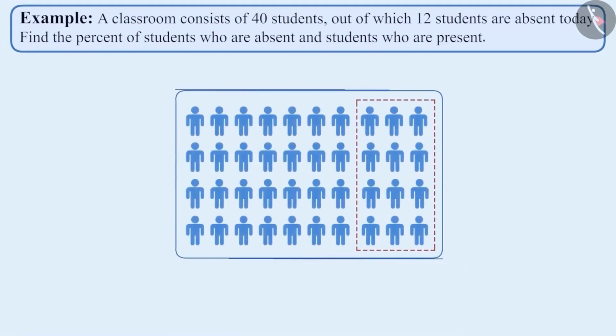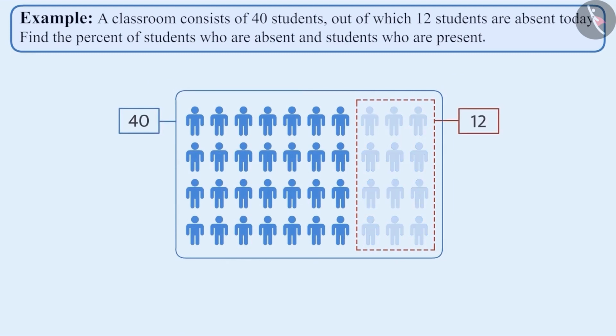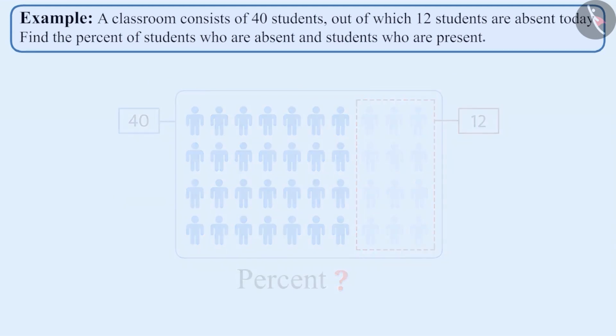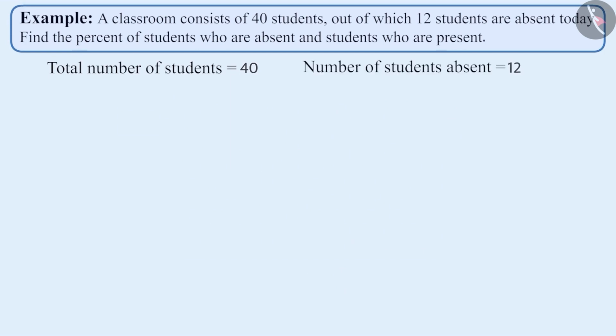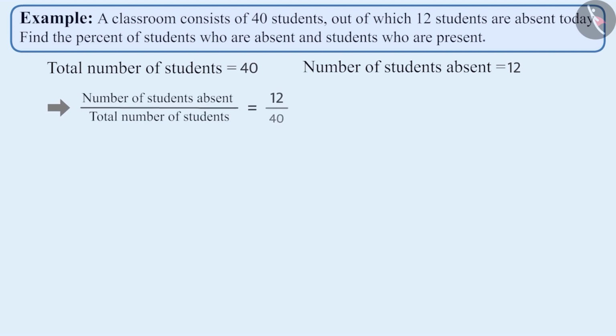A classroom consists of 40 students, out of which 12 students are absent today. Find the percentage of students who are absent and students who are present. The total number of students in the class is equal to 40. The number of students absent is equal to 12. Therefore, the number of students absent comprises of 12 by 40 part of the total number of students.